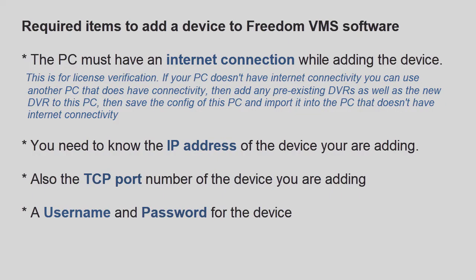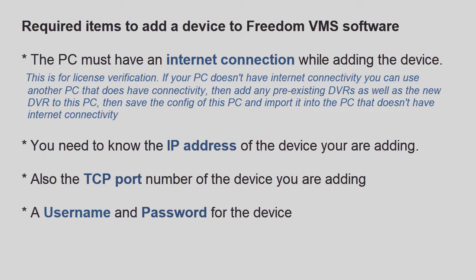Now before we add the actual device or recorder to the Freedom Network Client application, there are a few things we need to make sure we have. There are a few requirements. Firstly, the device that you're adding must be registered or licensed. This is usually done by your CCTV provider.